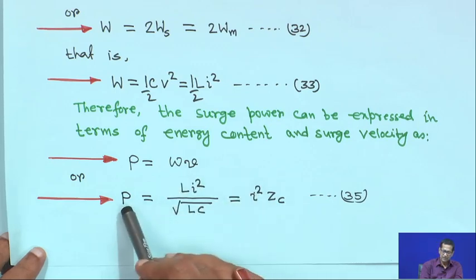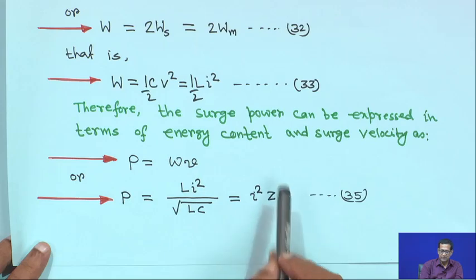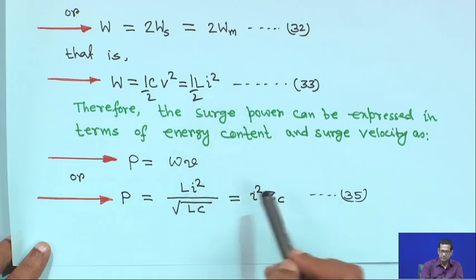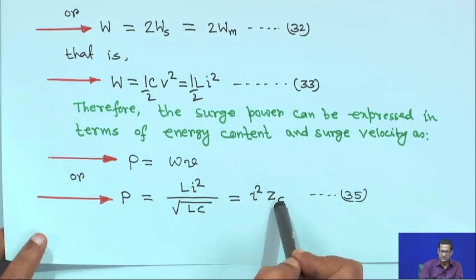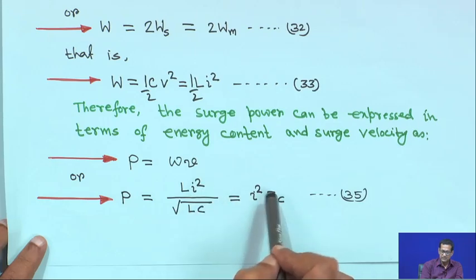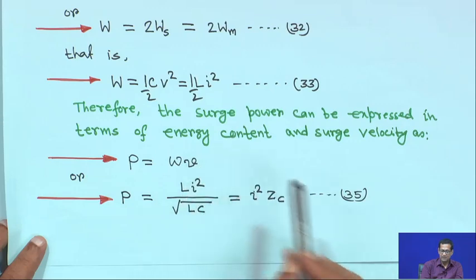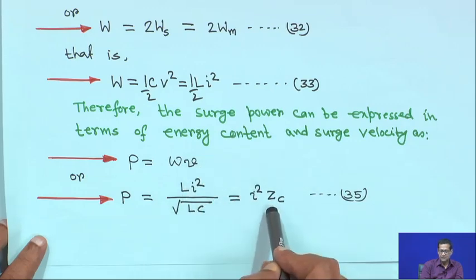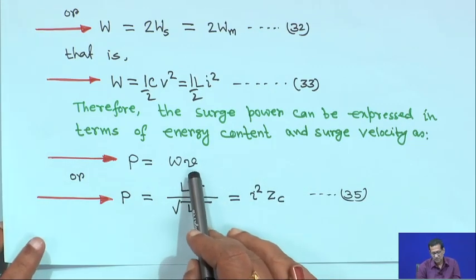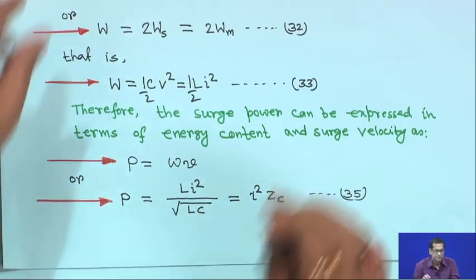If you want, you start with P is equal to I square ZC, where the ZC component you know, and I square you also know. If you substitute all I and Z in terms of this, you will get P is equal to W into V. So, it is actually I square ZC. This is what you call the surge power, P is called the surge power.